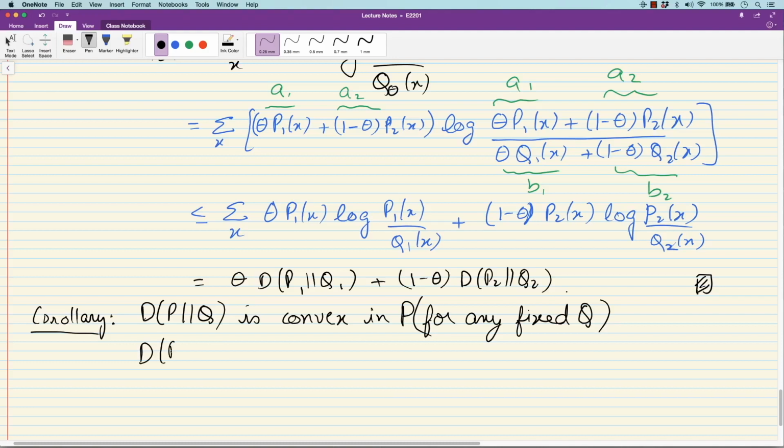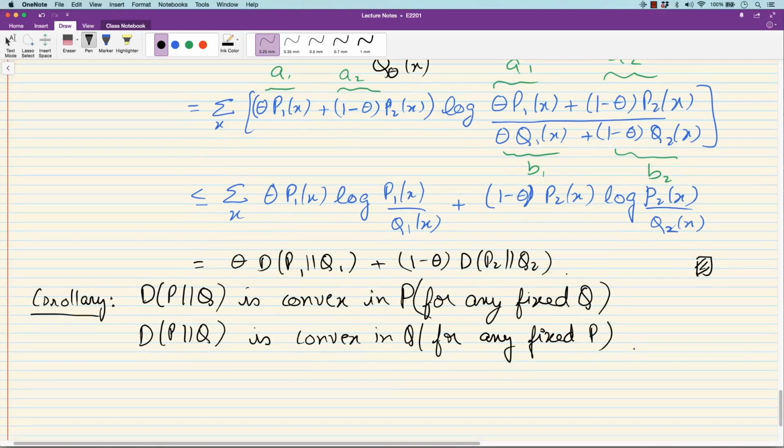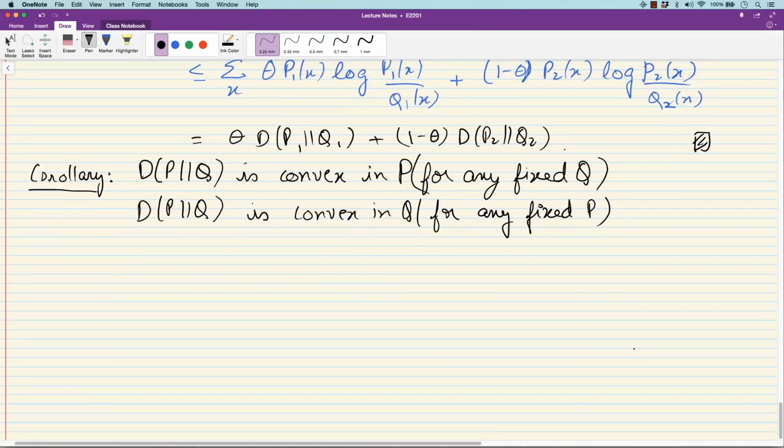And similarly, D(P||Q) is convex in Q for any fixed P. That follows. But in fact, more properties will follow, because we have already seen that all functions like entropy and mutual information can be expressed as divergences.